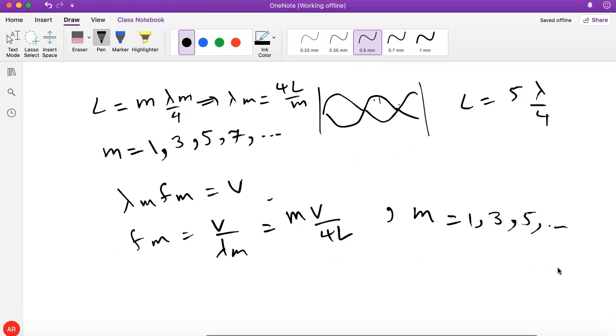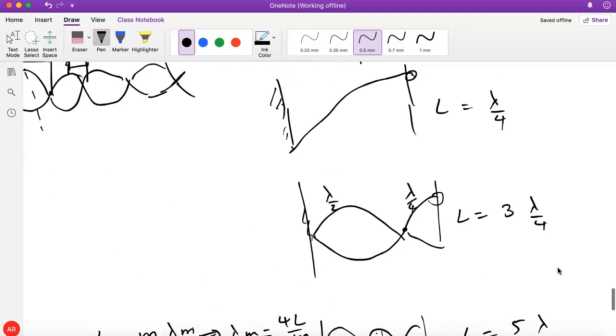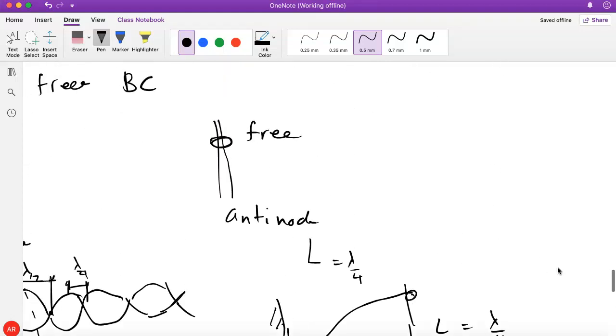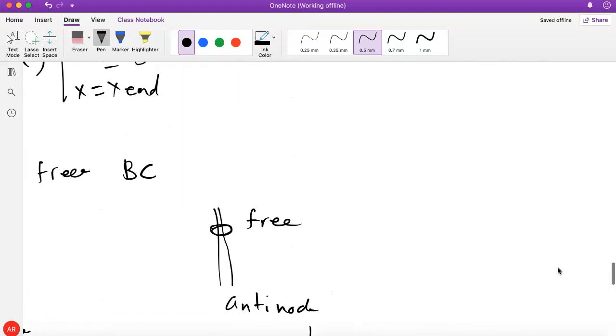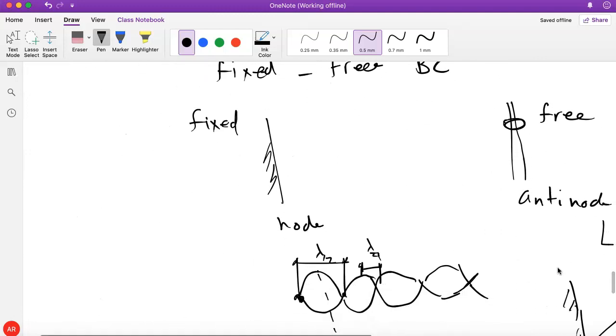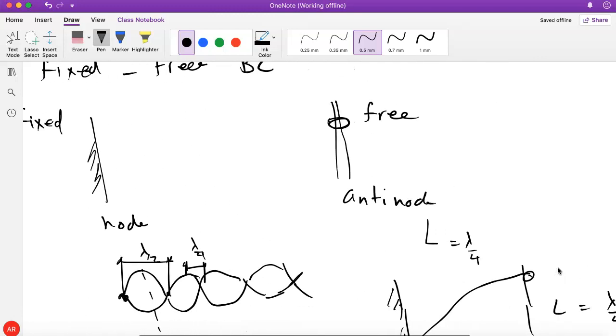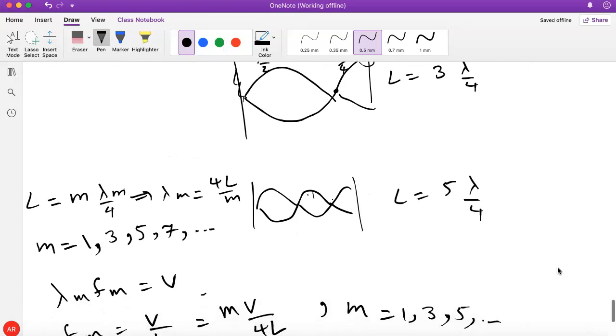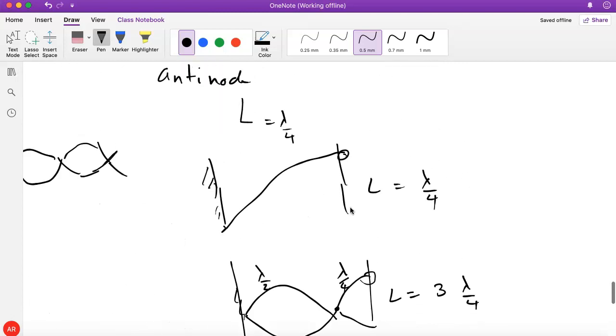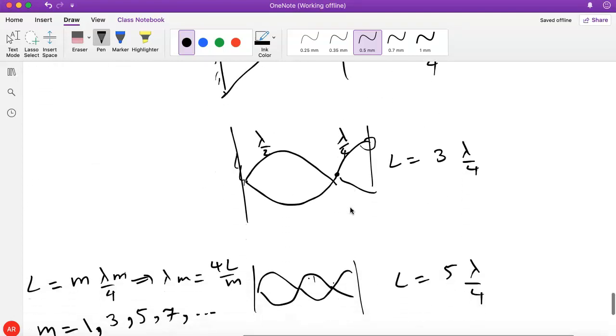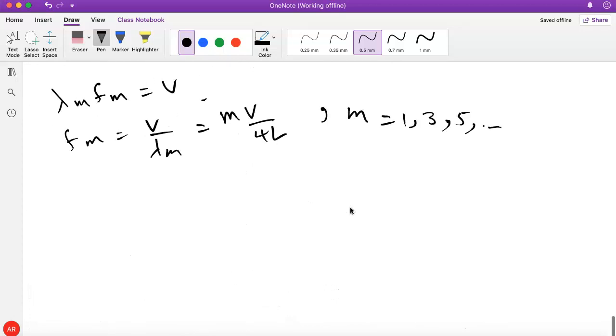All right. So that was the case of fixed free. And you see that free fixed is the same, right? It really doesn't matter, you just take the mirror image. So if this side is free and the other side is fixed, we just find the mirror image of these. And then we have the same allowed wavelengths and allowed frequencies.